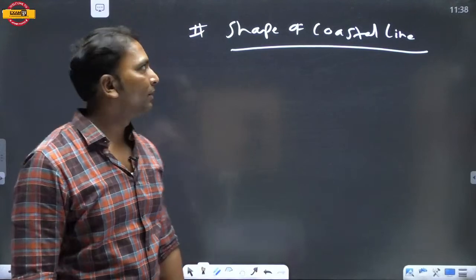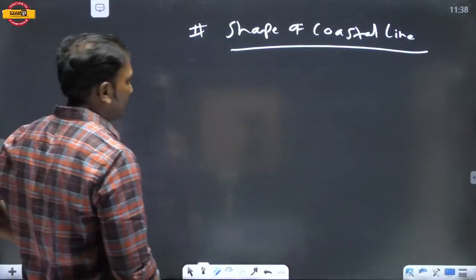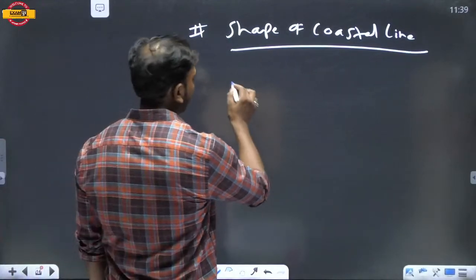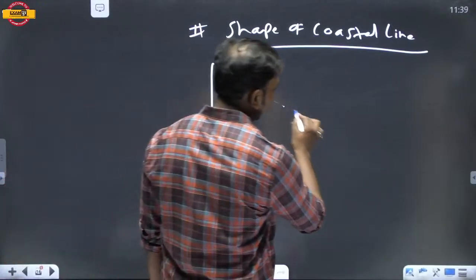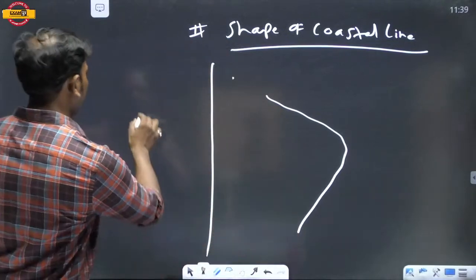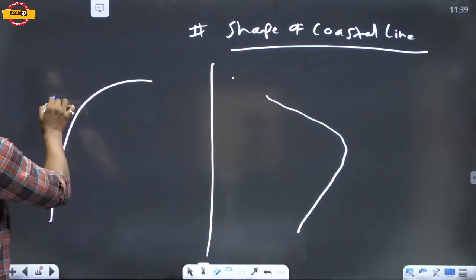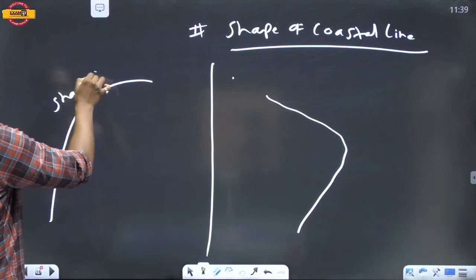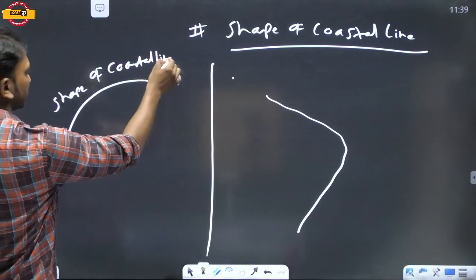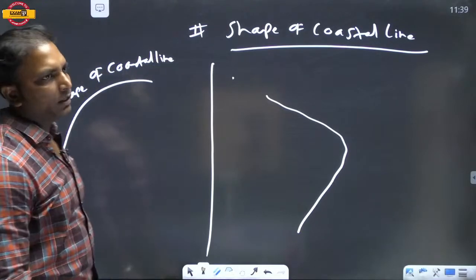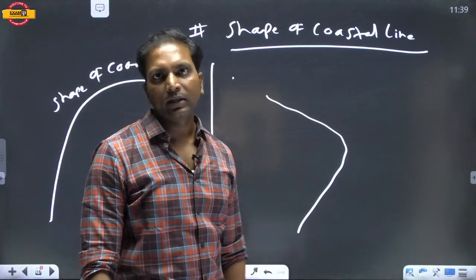It has started. Shape of coastal line. See, I am showing two conditions here. The first one is this kind of shape, and another is this kind of shape. There it is, the shape of coastal line. In Hindi it is called तटीय क्षेत्र की आकृति.